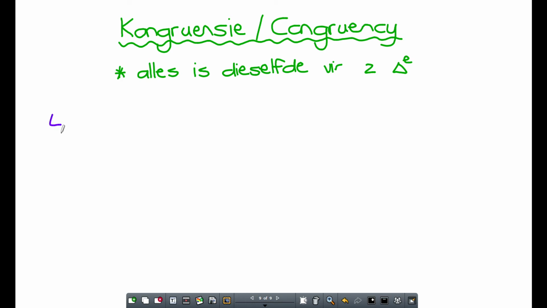Now we have got 4 rules. Daar is 4 reëls by kongruensie. Die eerste een noem ons sy, sy, sy. We just write SSS. Okay, and I'll do examples just now of each. I just want to quickly run through all the examples. The second one is side, angle, side.